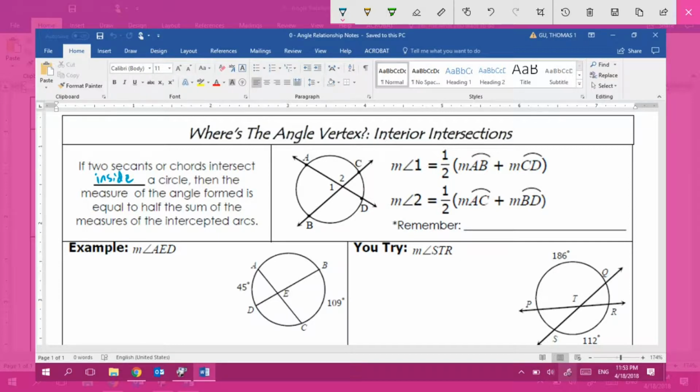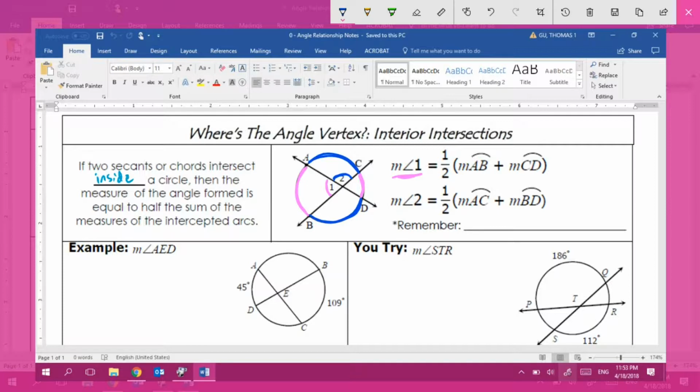Look at the picture. Look at the diagram. Let's say you want to find the measure of angle 1. So I'm going to do it right here. Angle 1 right here. Well, they're telling you the measure of angle 1 equals 1/2 the measure of arc AB plus the measure of arc CD. All right? And if you wanted to find the measure of angle 2, they're telling you that on this picture, it would be half of the measure of arc AC plus the measure of arc BD.